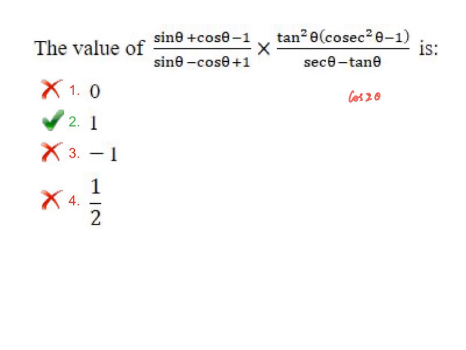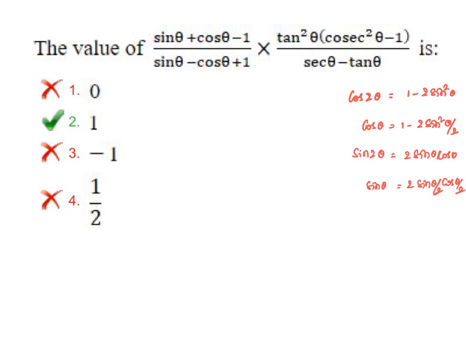Cos 2 theta is equal to, you can write it as 1 minus 2 sin square theta. In the same manner, you can write cos theta is equal to 1 minus 2 sin square theta by 2. Again, sin 2 theta is 2 sin theta cos theta. In the same manner, sin theta is 2 sin theta by 2 cos theta by 2. So write this sin theta as 2 sin theta by 2 cos theta by 2.